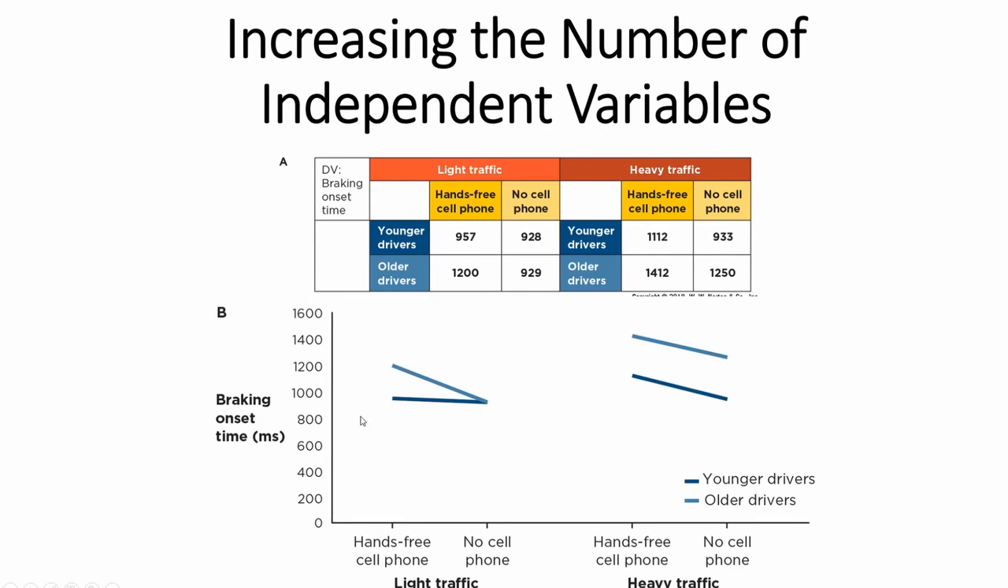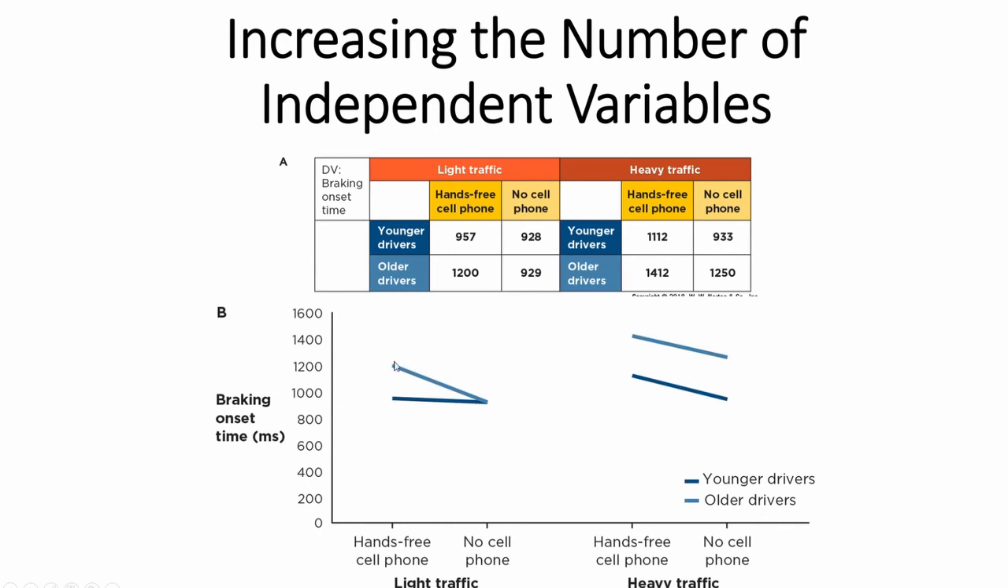And so because we're now looking at 3 different dimensions, with our graphs, we can only look at 2 of our independent variables at a time. So we end up seeing 2 different graphs, one for light traffic and one for heavy traffic, to include the visuals for that third independent variable. And so if we were interpreting our results here, in light traffic, the younger drivers perform fairly well whether they are hands-free or no cell phone. There seems to be no real difference there in their reaction time.